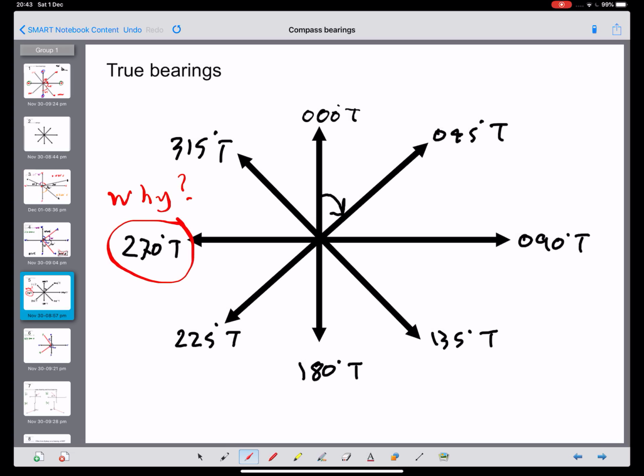Why not 300? Pause the video and I want you to come up with an explanation. Why is that 270? Okay, so you should have figured that out now. So I'm just going to go over this explanation.